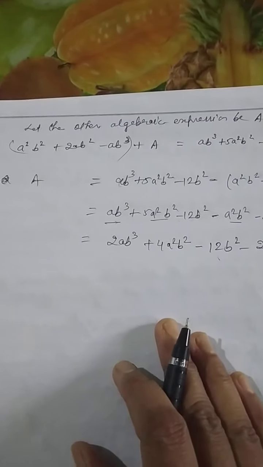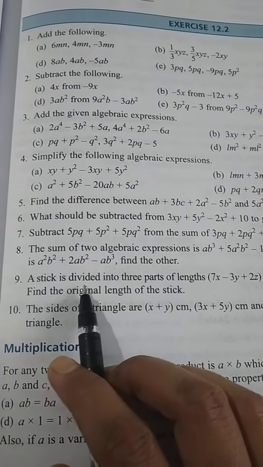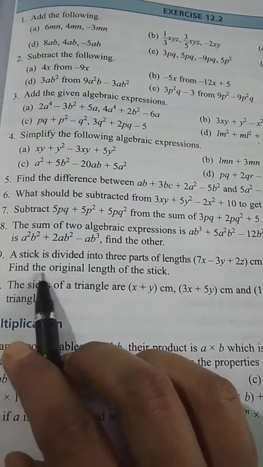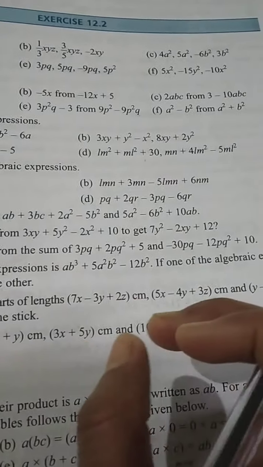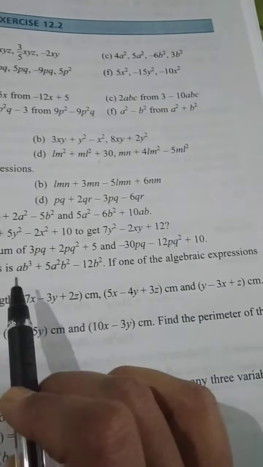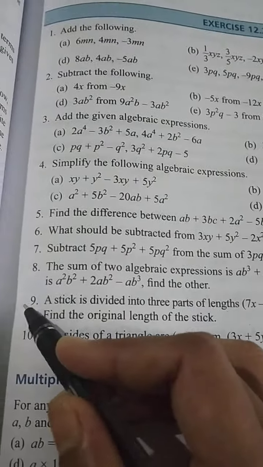Okay, students. Now question number 9. A stick is divided into three parts of length, this and this. You have to find the original length of the stick. It is simple. You have to add these three expressions. This plus this plus this. Like terms you can add: x together, y together, z. This is simple, you can do.